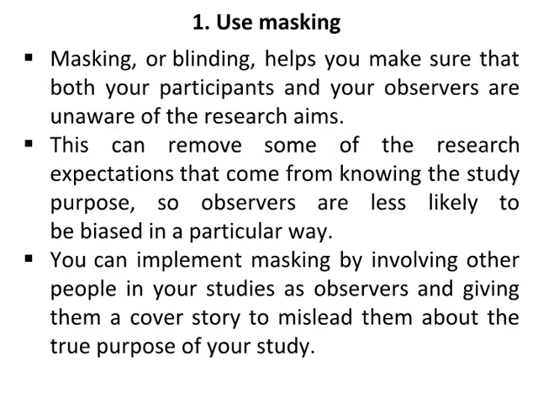Number 1 way of minimizing bias is use masking. Masking, or blinding, helps you make sure that both your participants and your observers are unaware of the research aims. This can remove some of the research expectations that come from knowing the study purpose, so observers are less likely to be biased in a particular way. You can implement masking by involving other people in your studies as observers and giving them a cover story to mislead them about the true purpose of your study.